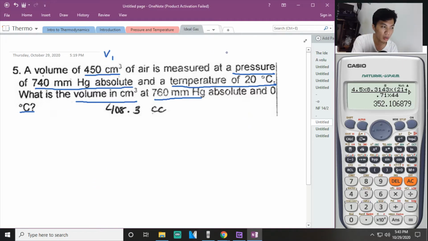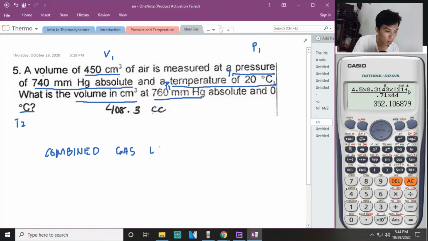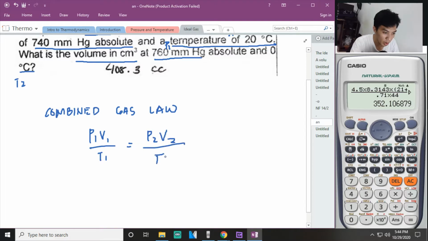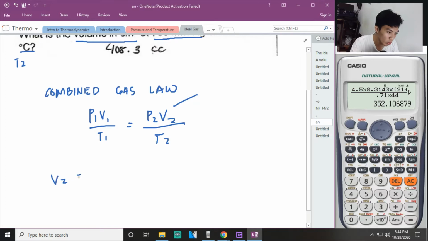So, meron kang V1, P1, and T1. Meron kang T2, meron kang P2. Hinahanap is volume 2. Okay? So, ang gagamitin mo? Use combined gas law. Combined gas law, lista mo muna. P1, V1 over T1 equal to P2, V2 over T2. Anong hinahanap? V2. Ay, pwede natin ilipat-lipat yan. So, V2 equal to P1, V1, T2 over P2, T1.